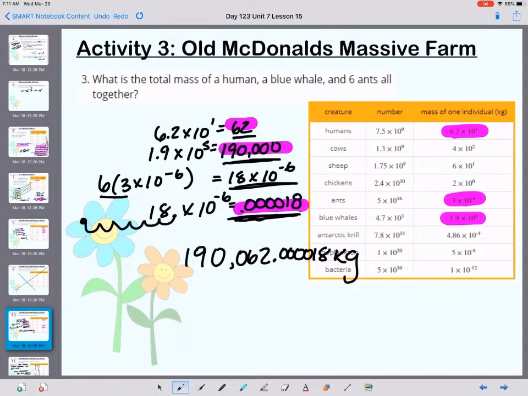And then the last one, I would multiply the 6 times the 3, and then I would have to work with the negative exponent. So that would be 6 digits past the decimal. If I add those all together, I'm just adding those whole numbers and the decimal together, which would be 190,062, and then out 6 places with the 18.